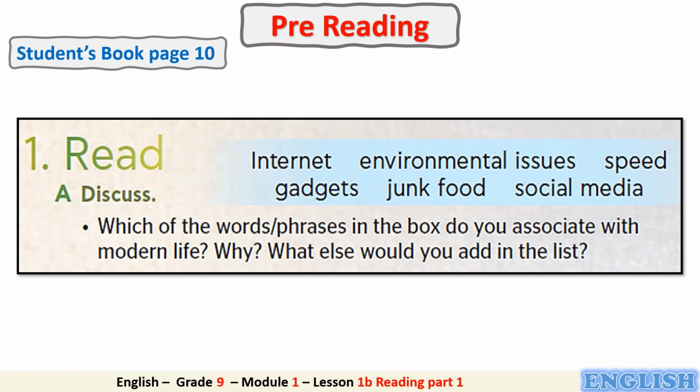Okay, my dear students, now open your students book page number 10. Number 1, read A. Discuss. And this is a pre-reading activity before you read the text. Look at the list here. Internet, environmental issues, speed, gadgets, junk food, and social media.